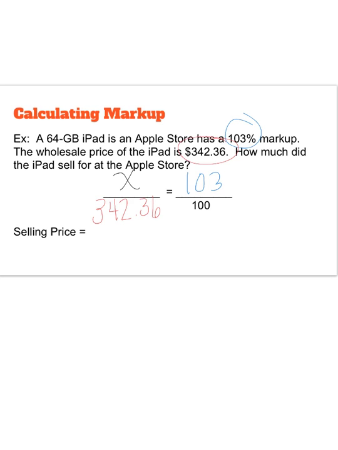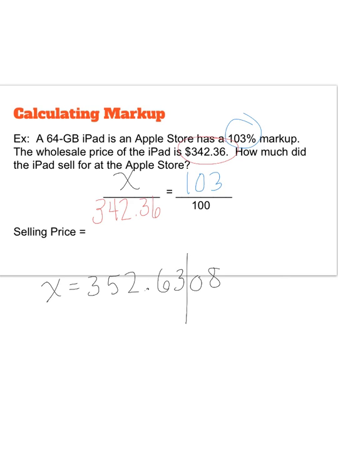I need to know the markup in order to figure out how much the store is going to sell the iPad for. So when I solve this and I take my $342.36 times 103 and divide that answer by 100, my calculator is going to give me this number for the markup. Well, that's not going to work very well for money. So I need to make sure that I round to the nearest penny.